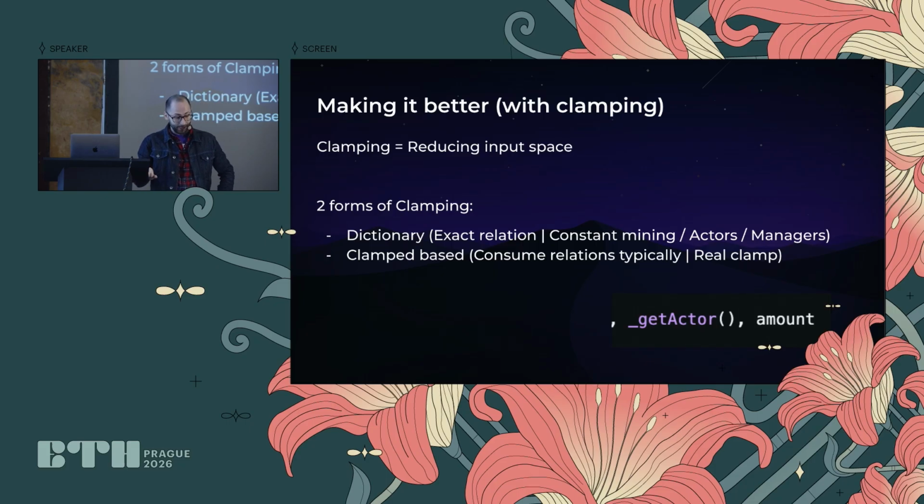And so the way in which we guide the fuzzer is by clamping, where clamping means that instead of giving the fuzzer the ability to explore basically an infinite amount of possibilities, we simplify them.